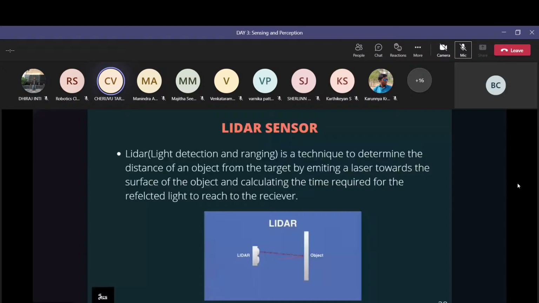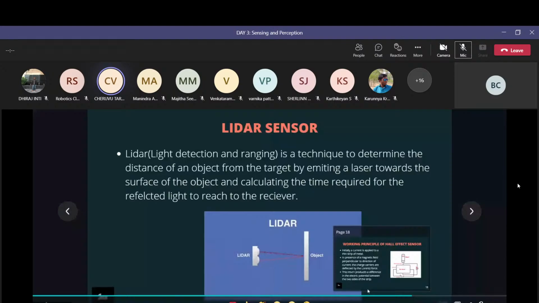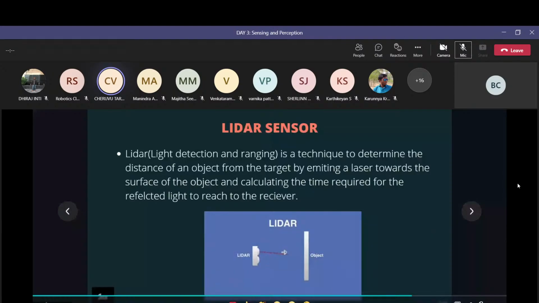In the GIF itself, you can see there is an emitter and there is a receiver. The emitter emits light rays towards the object, and the light rays reflect from the surface of the object. They are getting reflected back, and those are received by the receiver present in this particular LiDAR sensor, right? So this is nothing but the basic working principle of the LiDAR sensor.